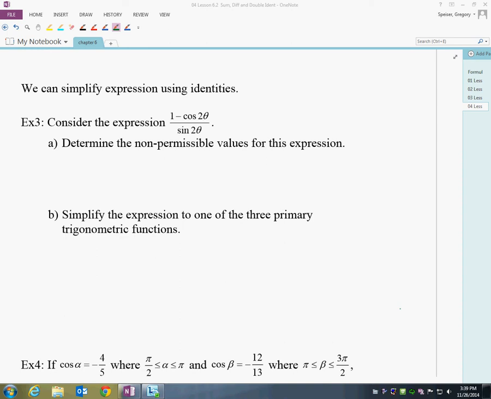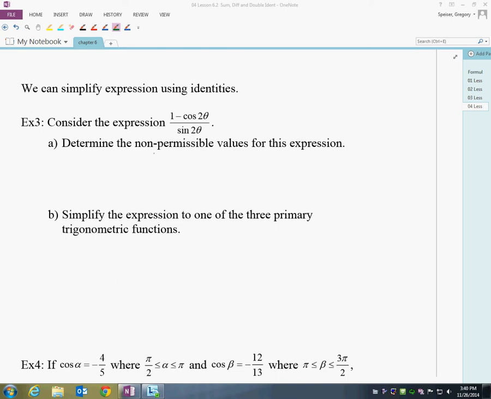All right, moving on to the next page, we've got simplifying expressions using identities. So in example number 3, we consider this expression. Determine the non-permissible values for this expression. Okay, so non-permissible values are going to happen when we are doing square roots of negative values, and there's no square roots here, or when we have zeros in the denominator.